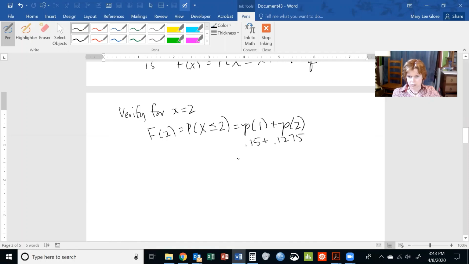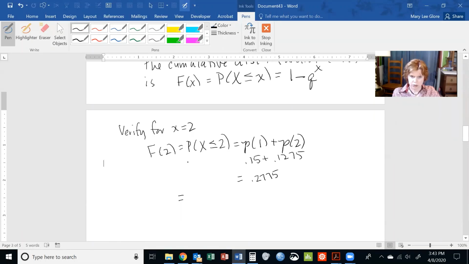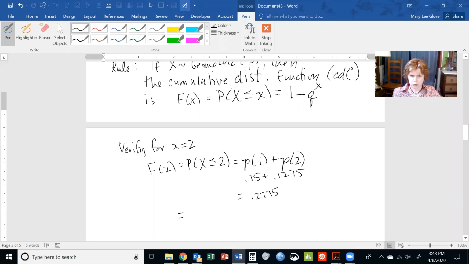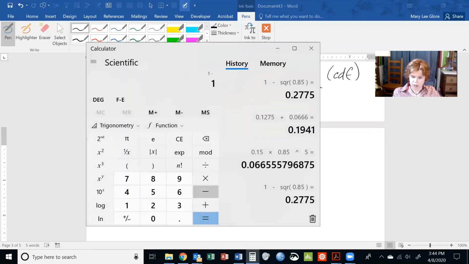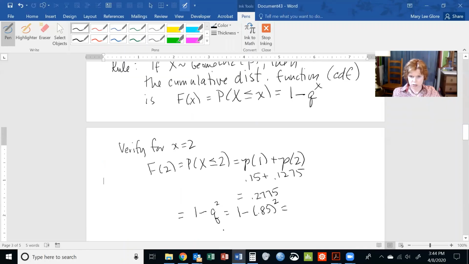Okay, so that's going to be 0.2775. Now if I use my rule, according to my rule, F of 2 should be 1 minus q squared. So that's 1 minus 0.85 squared, and that equals 0.2775, same number.